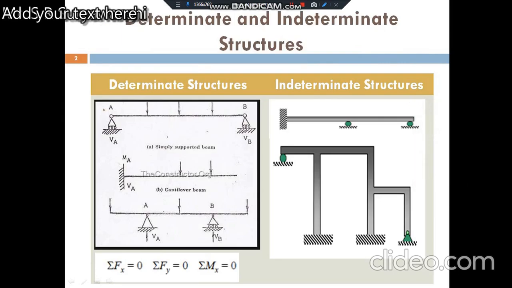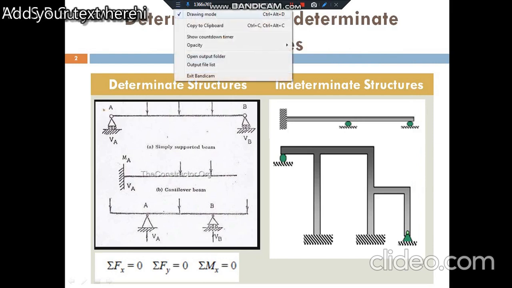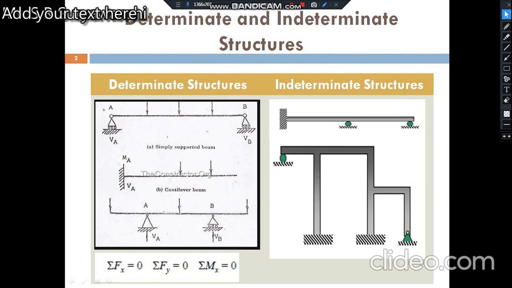Before starting with the introduction of SA2, the first point you should know is what a determinate structure and an indeterminate structure are. First we will discuss the determinate structure. What is a determinate structure? Any structure in which we can find all the reactions using the available static equations of equilibrium: summation Fx equal to 0, summation Fy equal to 0, and summation of moment at any point equal to 0.